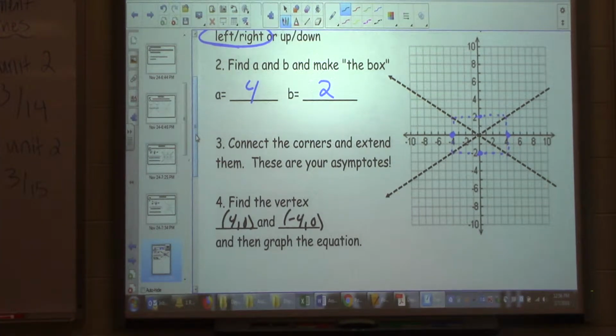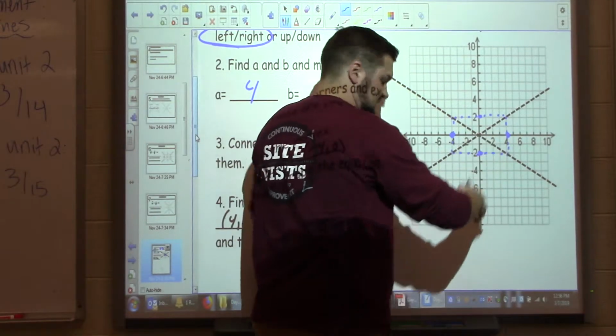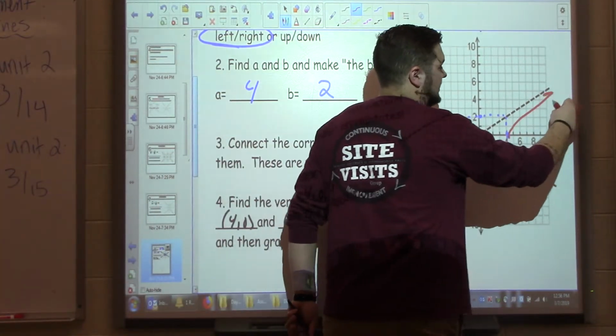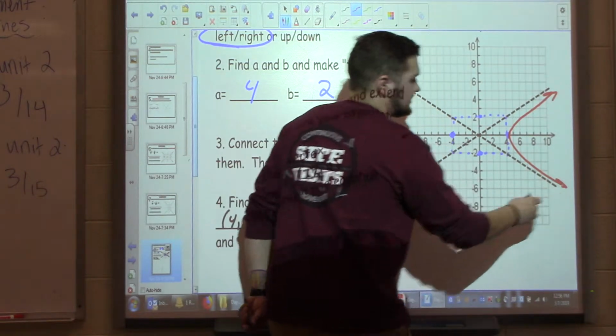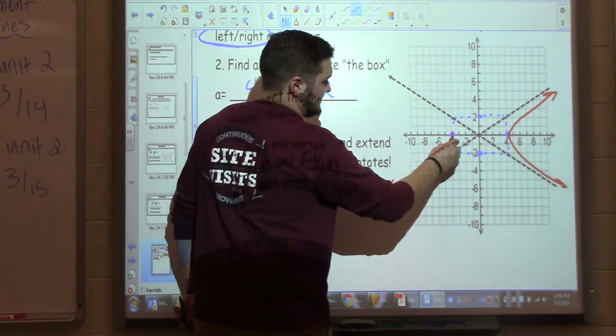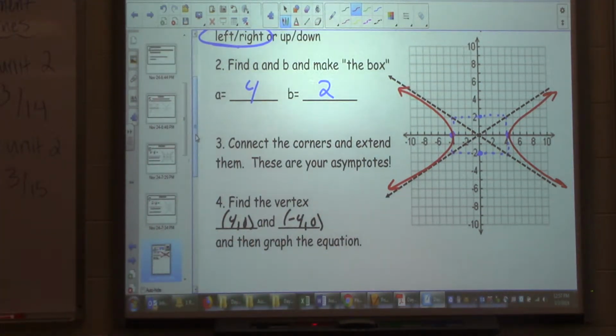Does that make sense? Because x was first, we have (4, 0) and (negative 4, 0). Then the last thing we're going to do is graph our equation. Because these are my two vertices, I'm going to draw really close to those asymptotes. And that's going to be one side. That's my second side. And that's my hyperbola right there.